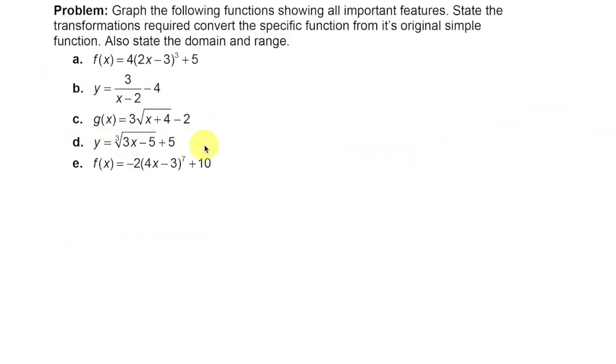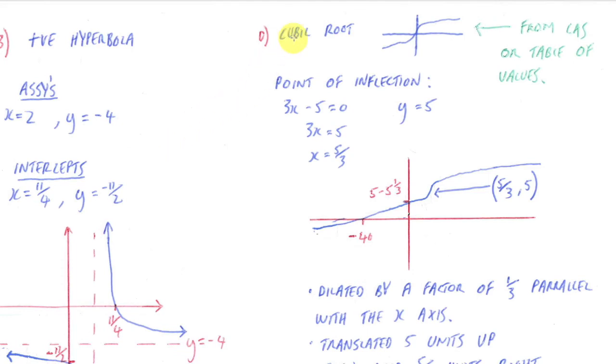All right, looking at D, I've got the third root of 3x take away 5 plus 5. Now, I understand that you wouldn't have a clue of what this function looks like. It looks like this. And the only way that you would work that out is by using your CAS calculator. You could create it using a table of values, but that would be much slower, so just use your CAS there and you can see that that's the basic shape.